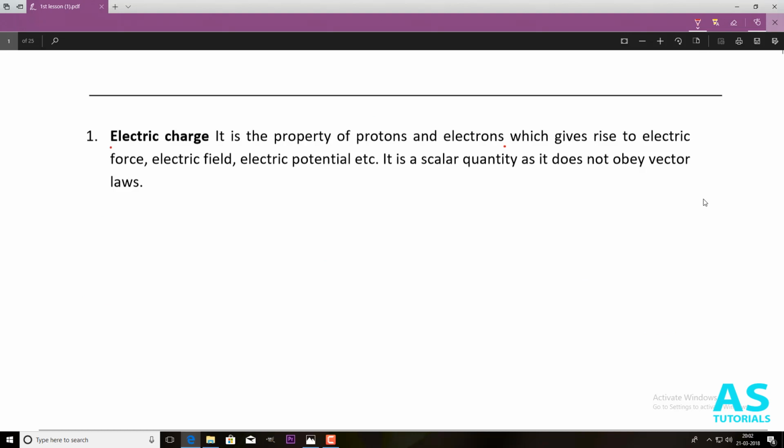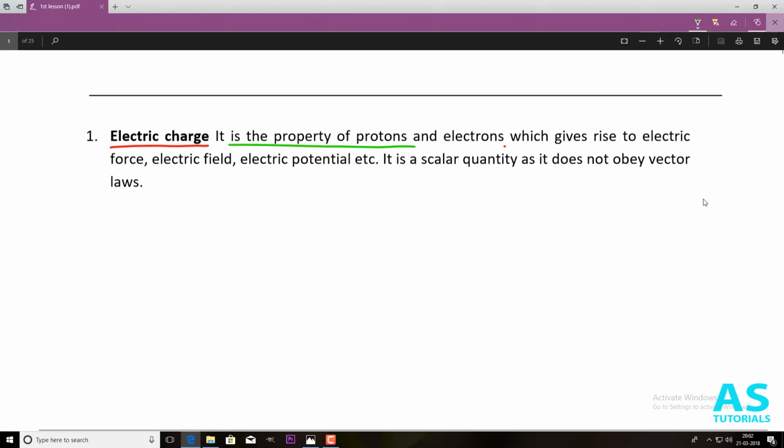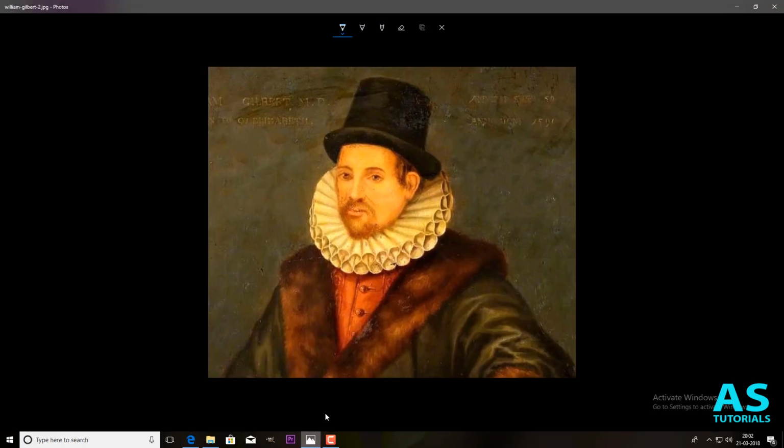Alright, the first topic is electric charge. Electric charge is the property of protons and electrons, which gives rise to electric force, electric field, electric potential, etc. As per William Gilbert, charge is something possessed by material objects that makes it possible for them to exert electrical forces and to respond to electrical forces.